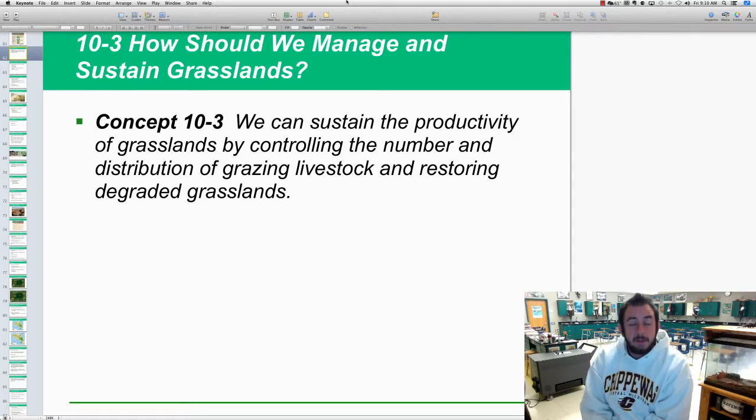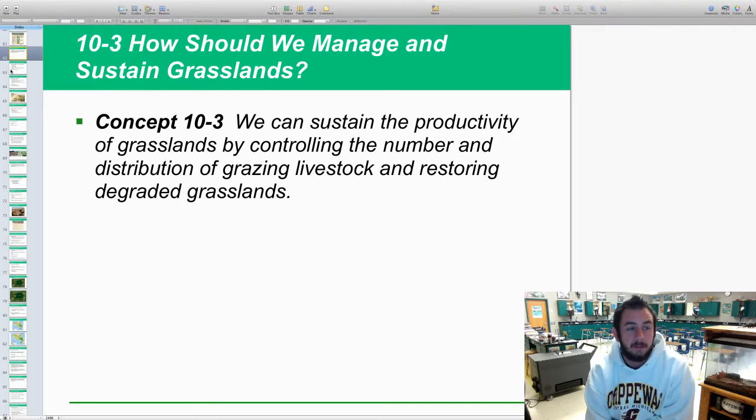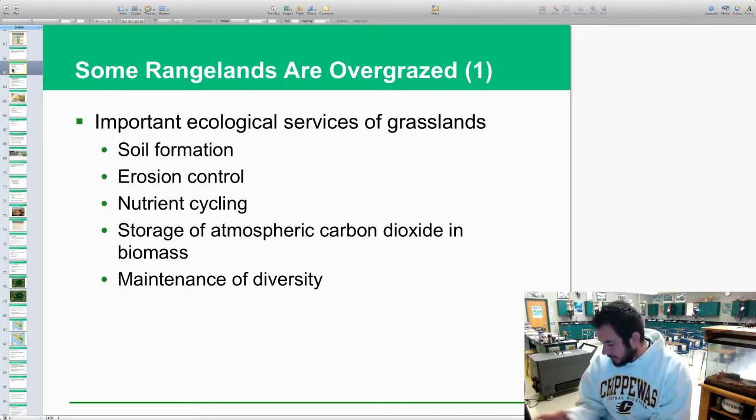Hey scholars, welcome to section 10.3, and today we're looking at how we should manage and sustain grasslands long term, and what grasslands do for us as a whole as well as the world. First, let's define a few terms.